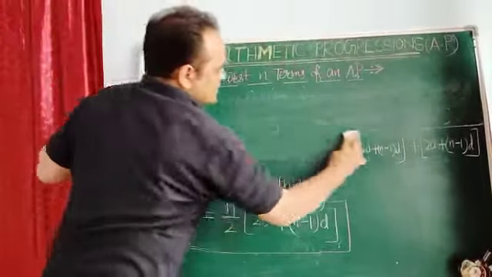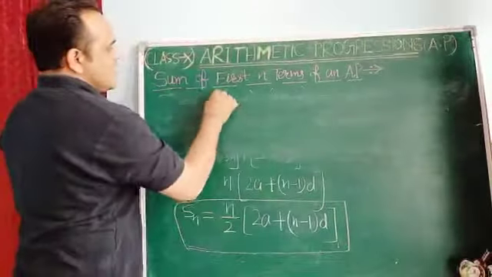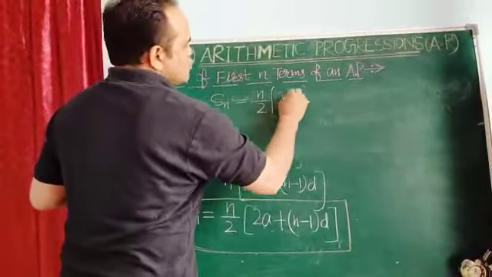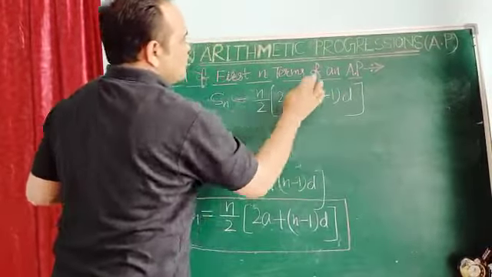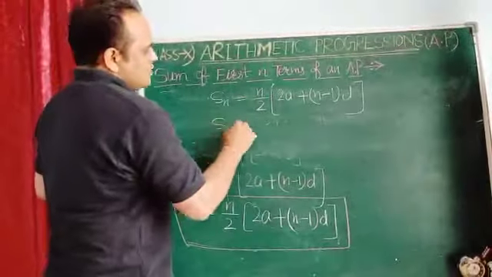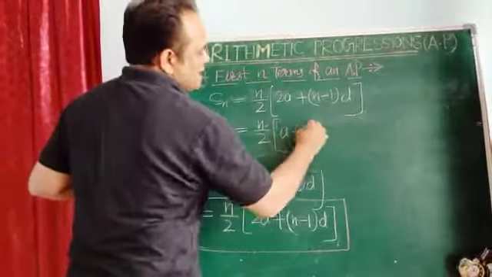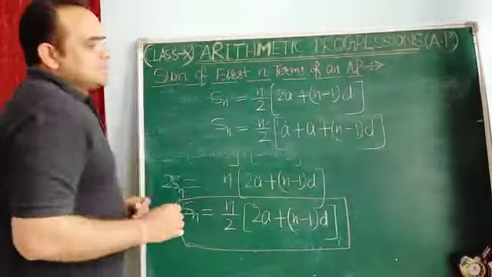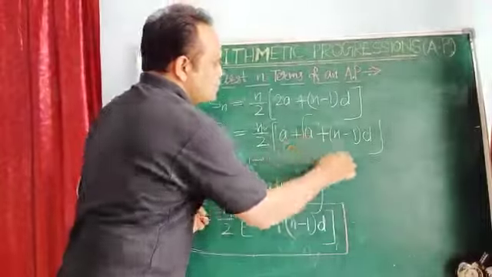So here, Sn is equal to, I am writing here, Sn is equal to n by 2, 2a plus (n minus 1) into d. This is the formula of sum of first n terms of an arithmetic progression. Sn is equal to n by 2. This 2a I am writing this way, a plus (n minus 1) into d. This second term a we will combine with (n minus 1) into d. So I am using a curly bracket.